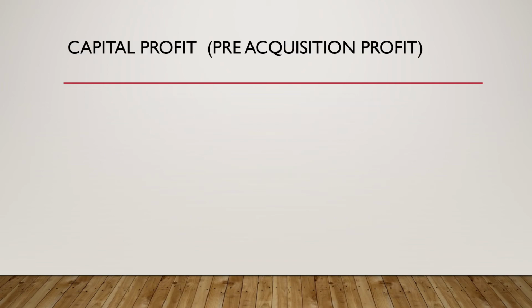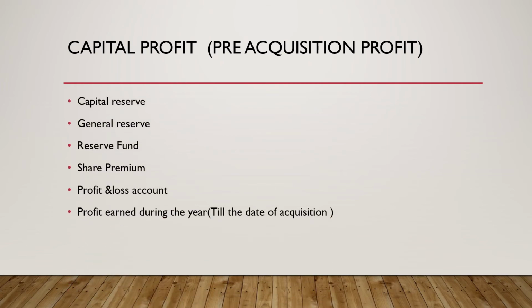Okay, so let's find out capital profit and revenue profit. I will tell you now. Capital profit, or pre-acquisition profit, is any profit before the date of acquisition, any undistributed profit or accumulated profit or any resource considered as capital in nature. It can be in any one of these forms: capital reserve, general reserve, reserve fund, share premium, and profit and loss, that is, profit earned during the year till the date of acquisition.